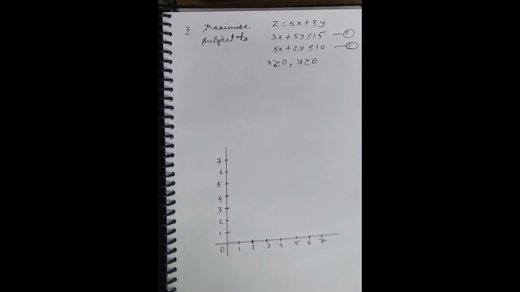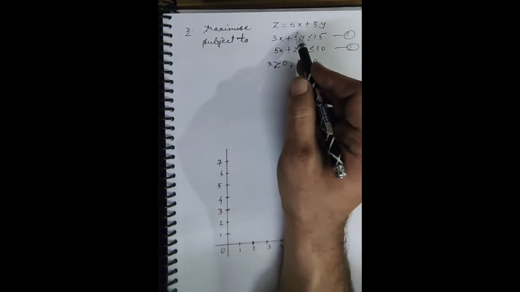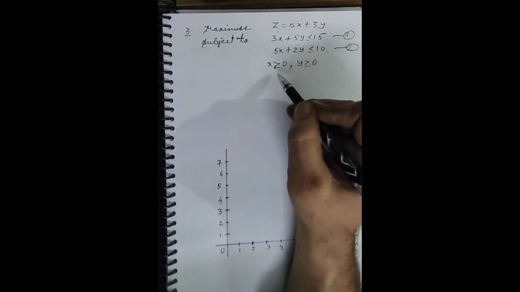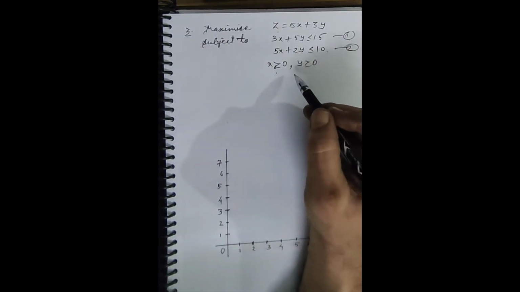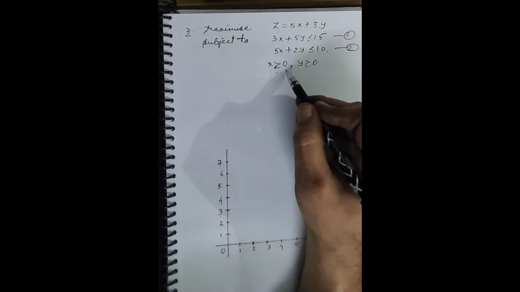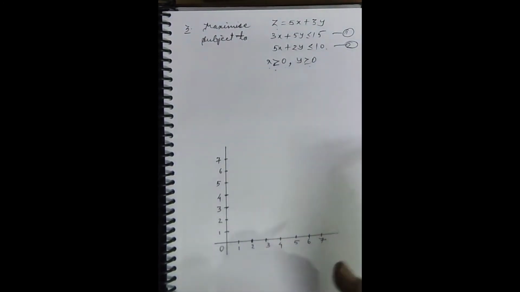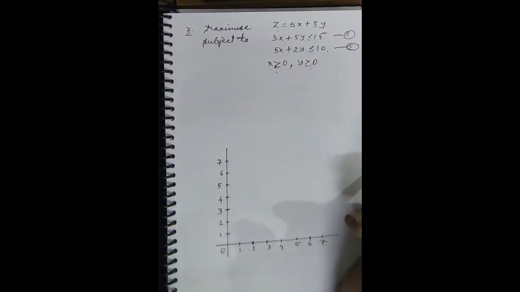Now I have selected question number 3, where we have to maximize the objective function z equal to 5x plus 3y. Again, two inequations are given with compulsory constraints as x greater or equal to 0, y greater or equal to 0, meaning only the first quadrant we need. Accordingly, I have taken the scale here. So without delay, let's start.